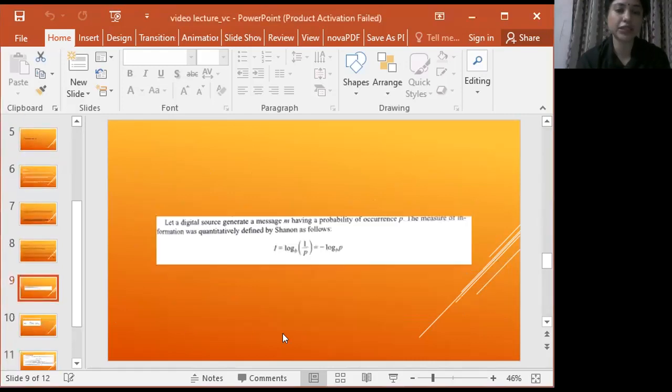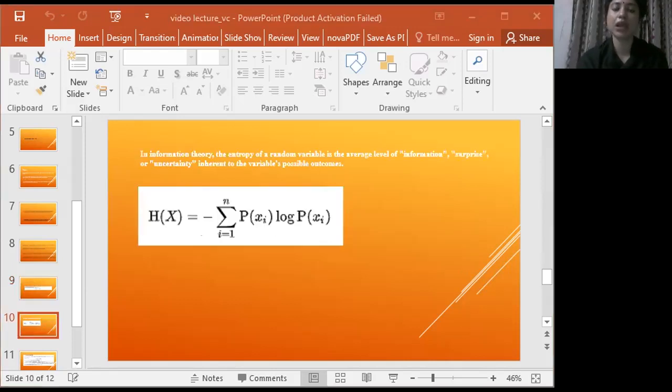Now we can use this formula for the measurement of information. If the digital source generates the message M having the probability of occurrence P, then we can quantify the information carried by the message M. I is equal to log of 1 by P base B, where B is the base of the logarithm. And so if P is in the denominator, we can say it is minus log of P base B.